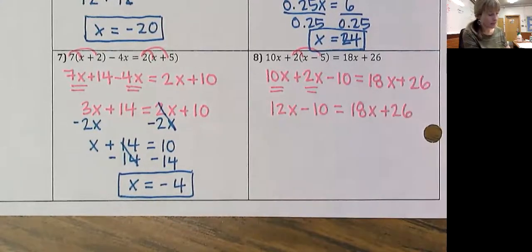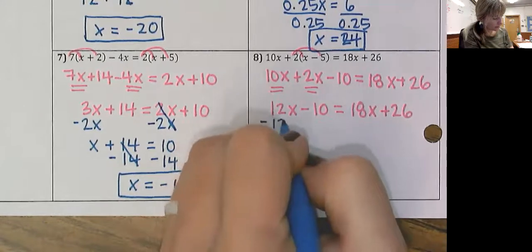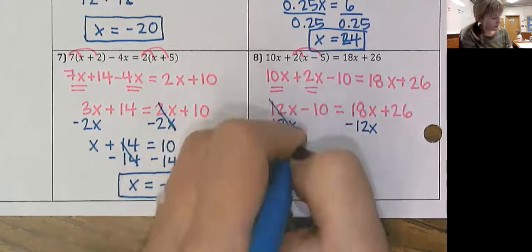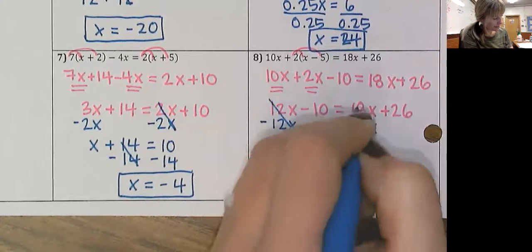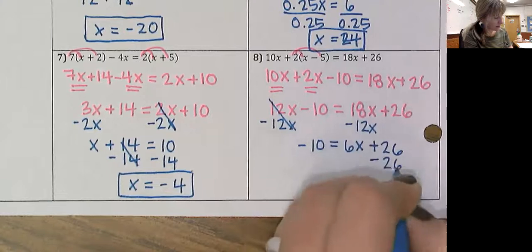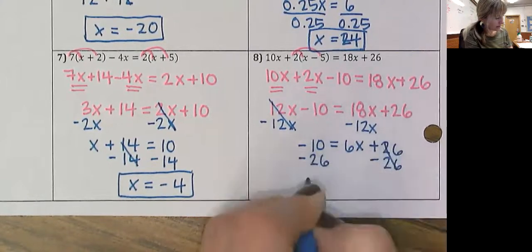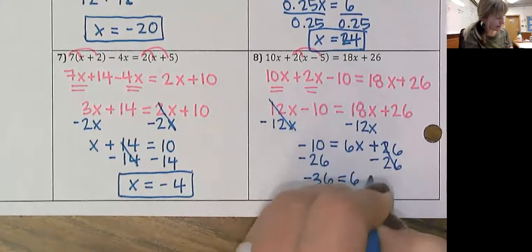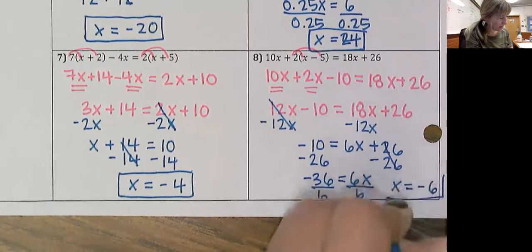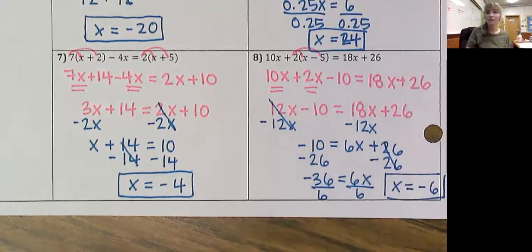Here I go. I'm going to zero out this variable just because I don't want a negative variable. And then I'm going to get negative 10 equals 6x plus 26. Zero out this number. Negative 36 equals 6x. Divide by 6, and x equals negative 6. Most of this is stuff you've already done. The only difference today is zero out a variable first.